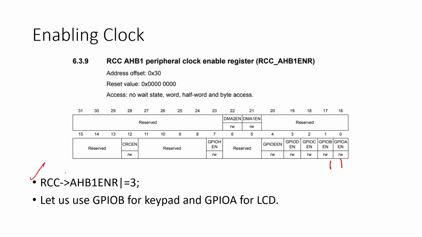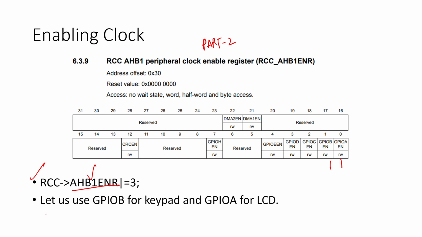So we'll be using RCC AHB1ENR, that is the register Reset and Clock Control, AHB1ENR. Why specifically AHB1ENR? If anyone has doubt regarding that, you can visit part 2 of this series, in which I have clearly explained why to go with this particular register and why to go with this particular bus. So that will be more clear.